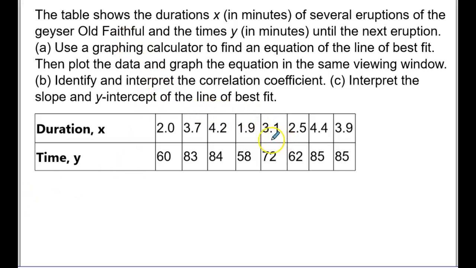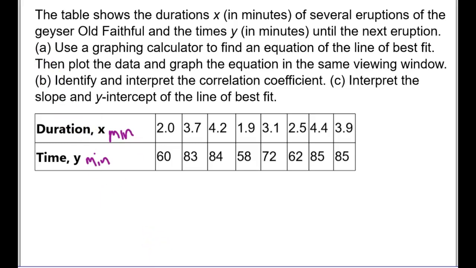The table shows the duration in minutes, which is our x, right? So here's our minutes of several eruptions of the geyser at Old Faithful, and the times in minutes until the next eruption. So this is also in minutes. And I like to label so I know exactly what I'm looking at. Okay. Using a graphing calculator, find the equation of a line of best fit, then plot the data and graph the equation in the same viewing window. So let's do that first.